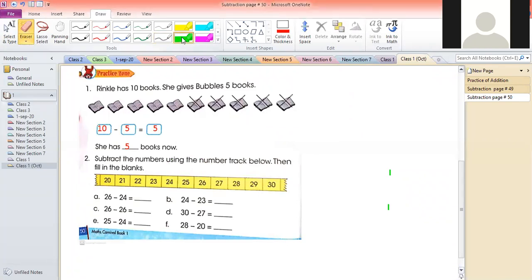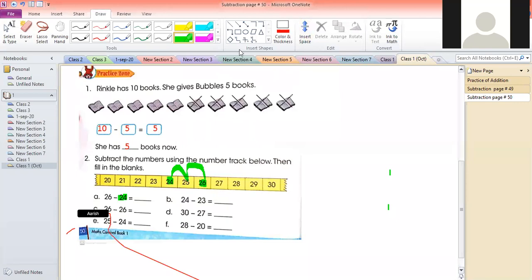Okay. Look here, Abdul Rahman, and all of you guys, look here. This is 26, right? I will go back from 26 until I reach 24. Okay? So start from 26, when I go one step back, 1, 2. So I found 24. How many steps I go back?